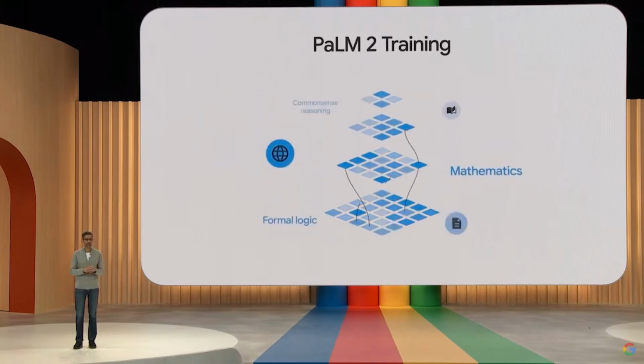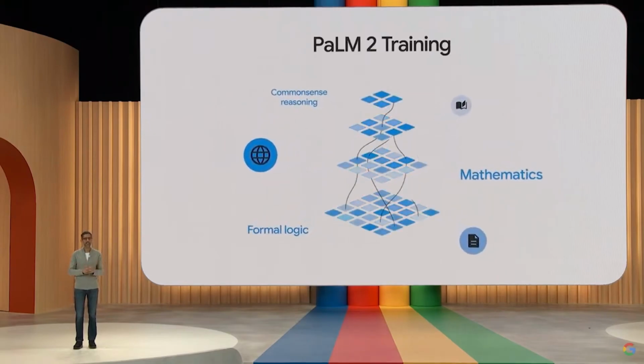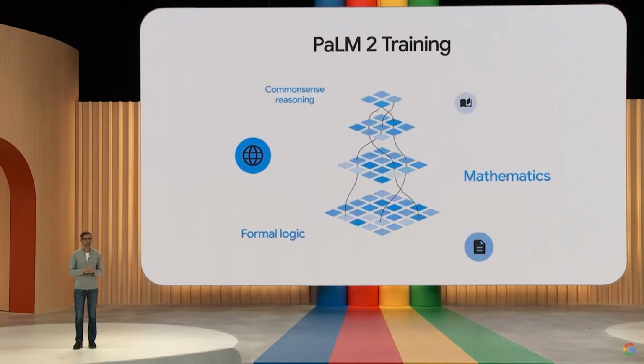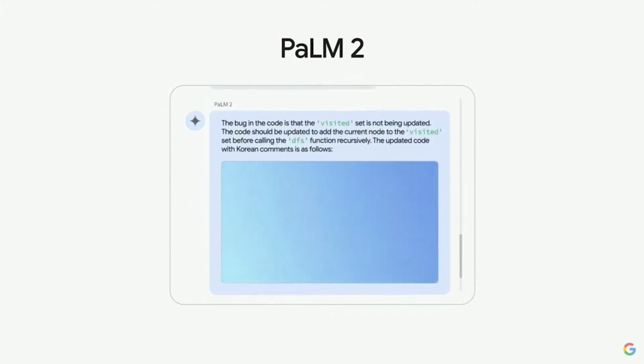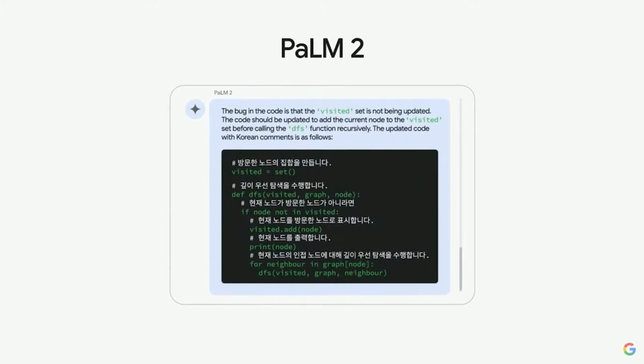How is this possible? Google pre-trained PALM-2 on an incredibly vast amount of source code datasets. That's not all. Here, we can see PALM-2 with an input in English to fix a code and add Korean lines, which it does brilliantly. Fascinating! We'll have to wait and see how this works out.